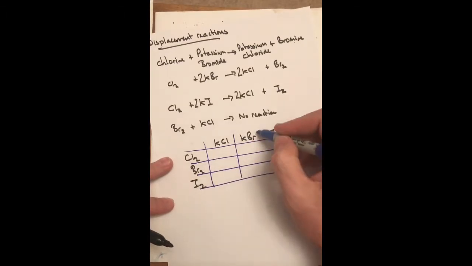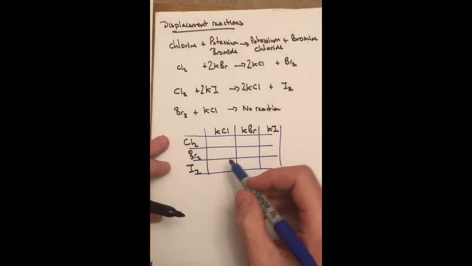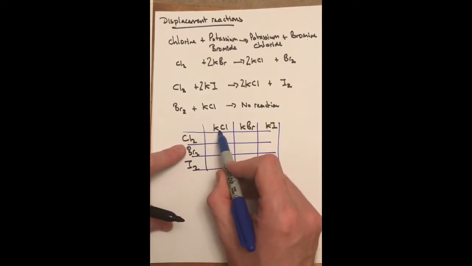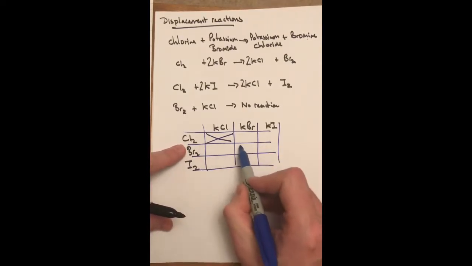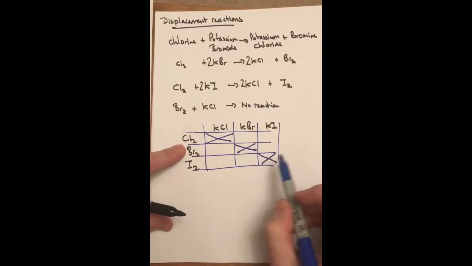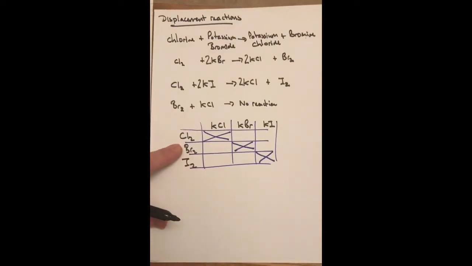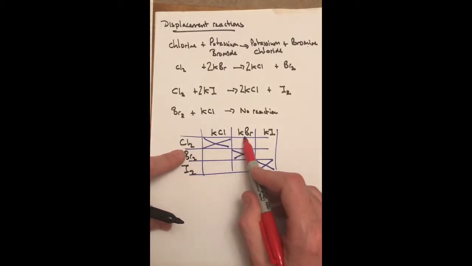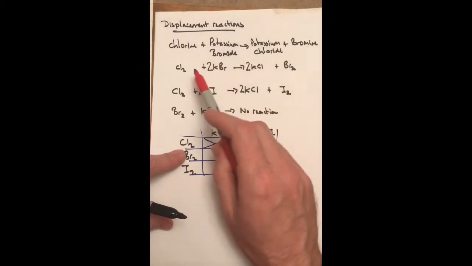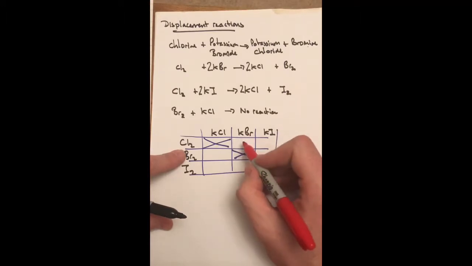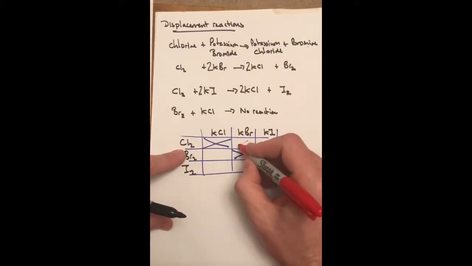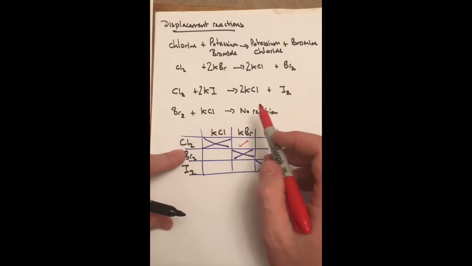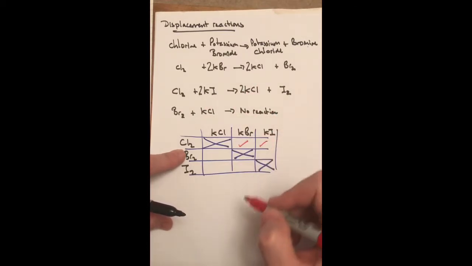So there we are. We always start this table with crosses in, because we don't need to react these two together, they're the same. So we would start it like this with those already in place. And if you remember, if chlorine is added to potassium bromide, we've got that equation here. We know it's going to react. This is more reactive, so we put a tick in that box. This, again, we've got an example on here, is going to react, yes.